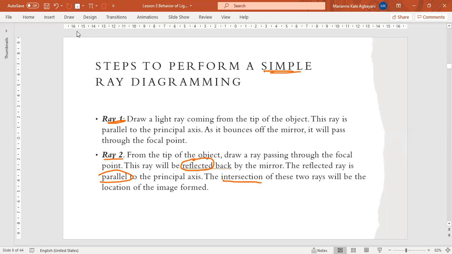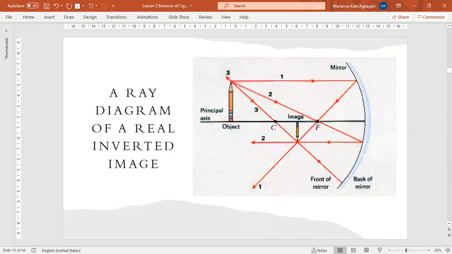So intersection of ray 1 and ray 2. So yan yung magiging location ng ating image na ma-form. So we have here an illustration of that. Dito we use 3 rays, but we can actually use 2 rays. So first, ito yung object natin.